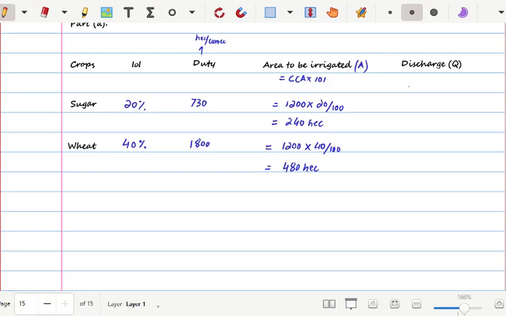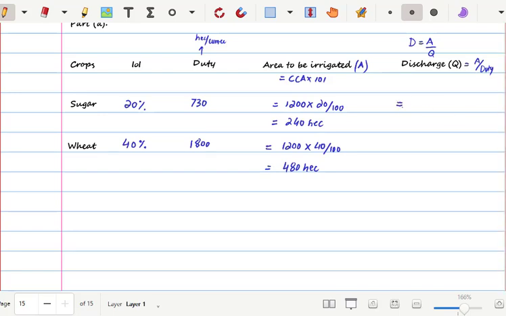So after getting the area to be irrigated, we need to find discharge. For discharge, we have discussed a formula. If you remember, as we know that duty is equal to area to be irrigated divided by Q, right? So here we need to find Q. So Q is going to be equal to area divided by duty, right? Area to be irrigated divided by duty.